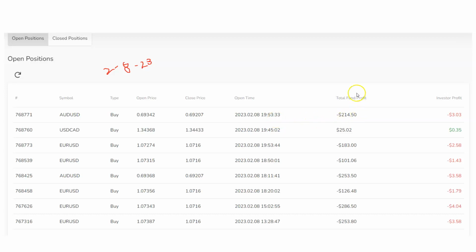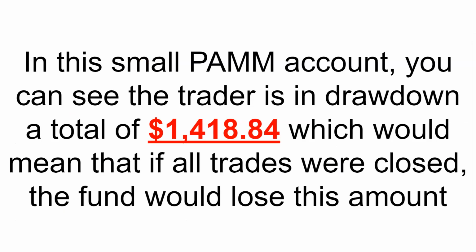So here is what the total fund is losing. Again, this is a very small PAM that I'm testing out. So you can see these are losses. So right now, open positions, these are trades that were in drawdown. So we see a loss of $214.50 in the fund, a loss of $183, a loss of $101.06, a loss of $253.50, $126.48, $286.50, $253.80. Now, this total amount here is what the fund would actually lose if these trades that are in drawdown right now were to be closed by the traders.